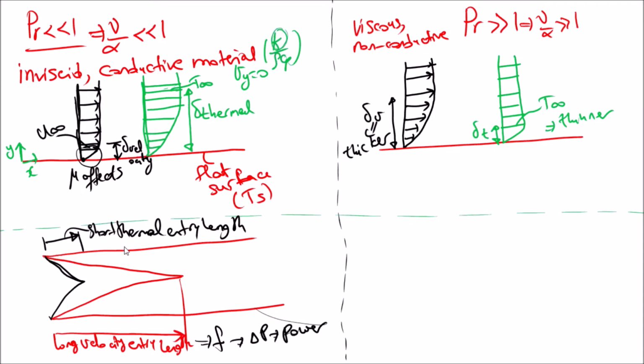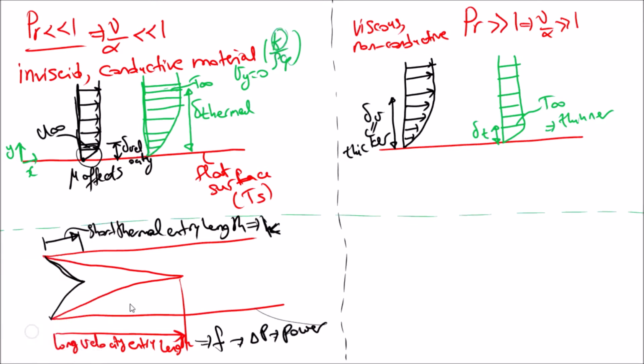And the short thermal length means the h value is high. If the h value is high, then it means that the K value is high. It means that you have good conduction here. Okay, the good heat transfer by conduction. Okay, it is not about convection. Okay, it is about the conduction, K.